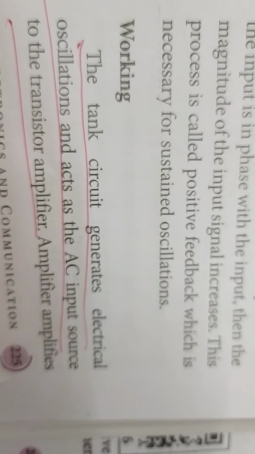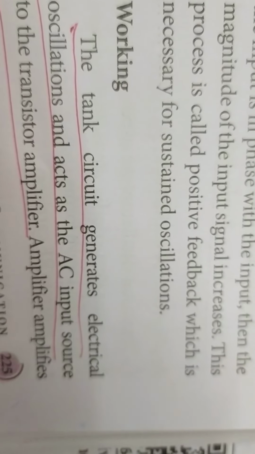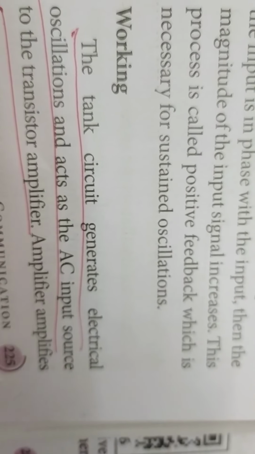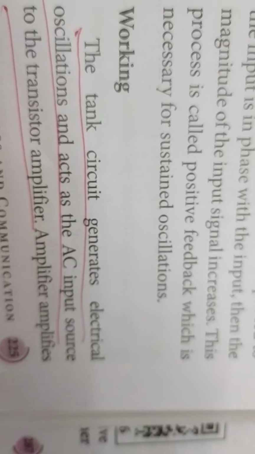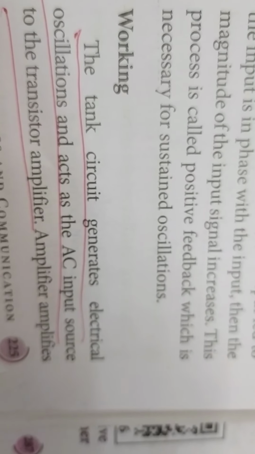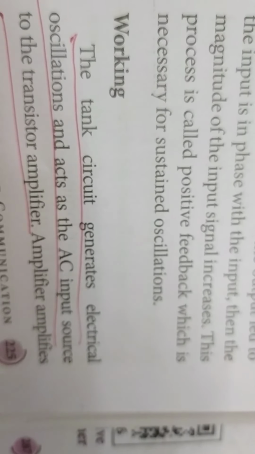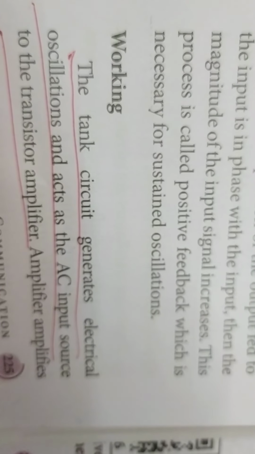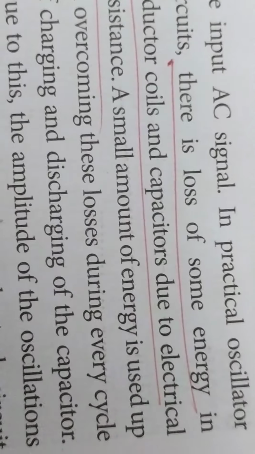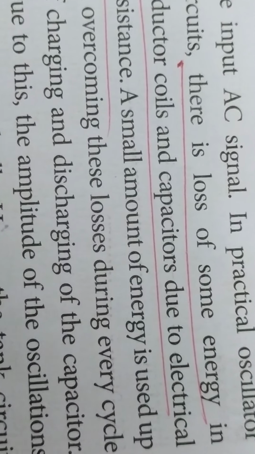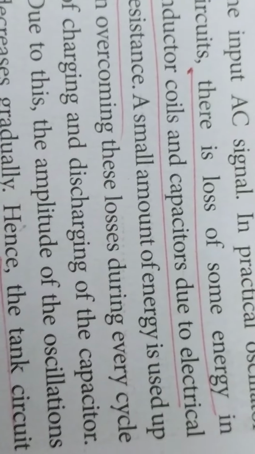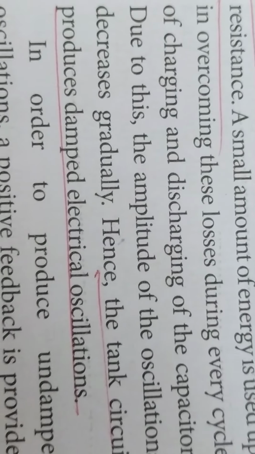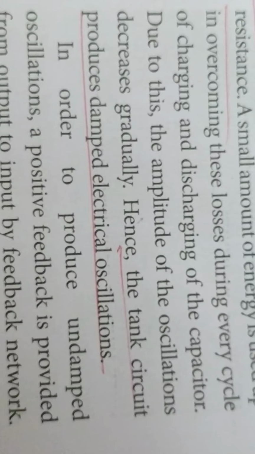So the tank circuit usually generates the electrical oscillations, and it will act as the AC input source to the transistor amplifier. So it will give the waveforms, and these waveforms are amplified and then, if it is again weak, it is fed to the tank circuit again. This is called the feedback network. So there is some loss in energy because of inductor coils and capacitors due to electrical resistance, and this loss will result in damped electrical oscillations.